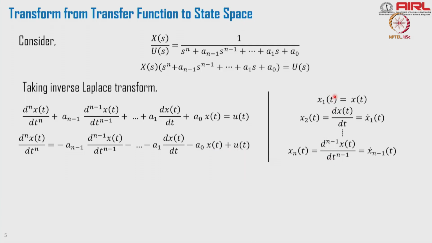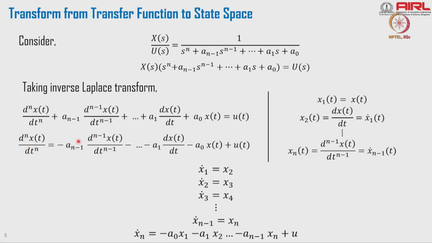We have already defined, right? x1 is nothing but x(t), x2 is x1 dot, and xn(t) is x(n-1) dot of t, that is the derivative, right? We can substitute x1, x2, xn in this equation. If I substitute, x1 dot is x2, x2 dot is x3, x3 dot is x4, which we saw in the previous slide. x(n-1) dot will become xn.